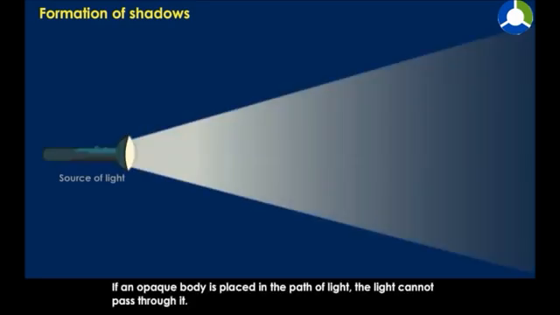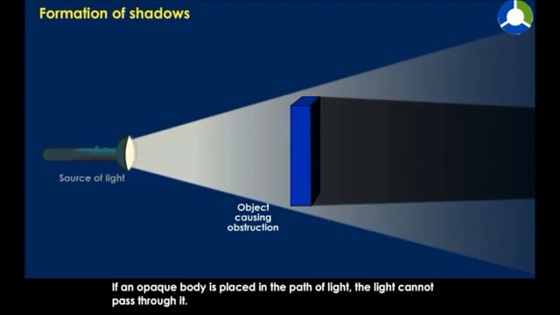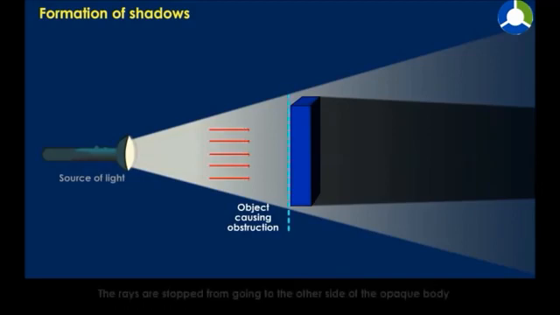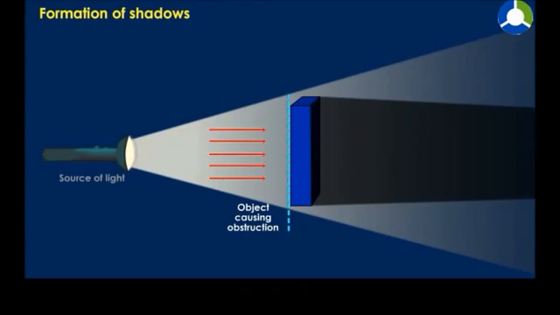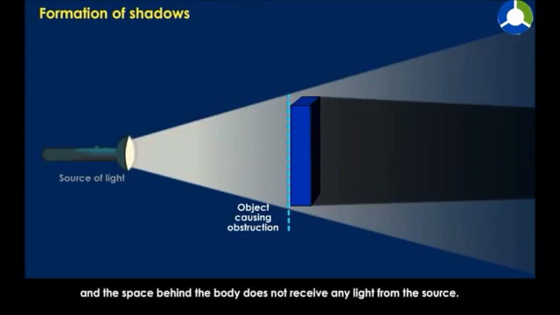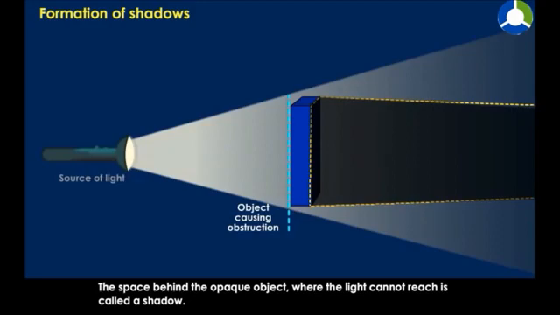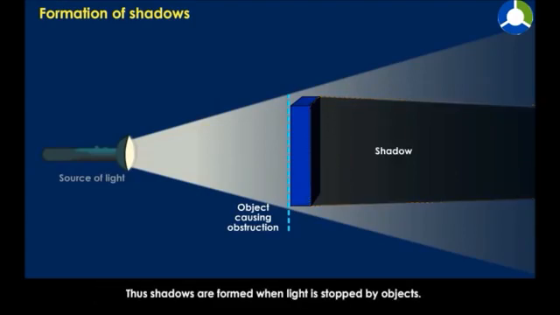If an opaque body is placed in the path of light, the light cannot pass through it. The rays are stopped from going to the other side of the opaque body, and the space behind the body does not receive any light from the source. The space behind the opaque object where the light cannot reach is called a shadow. Thus, shadows are formed when light is stopped by objects.